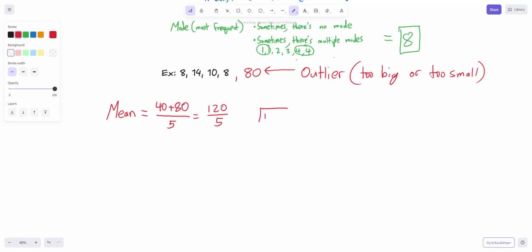I'm going to do my arithmetic. 120 divided by 5. 5 goes into 12 2 times. 2 times 5 is 10. I subtract. I get 2. Bring down the 0. 5 goes into 20 4 times exactly. So my mean is now 24.